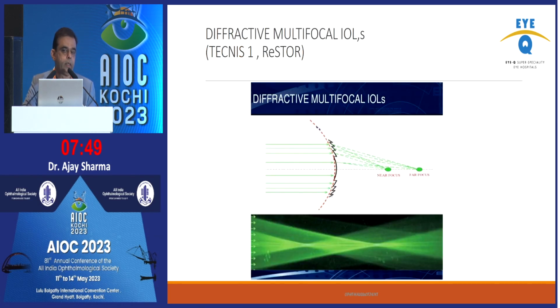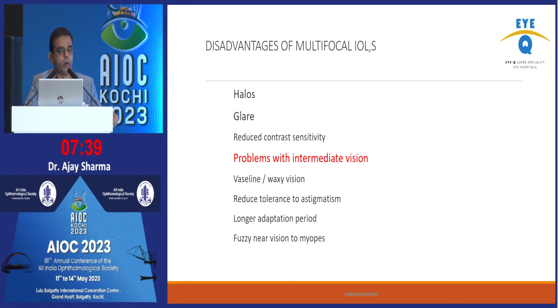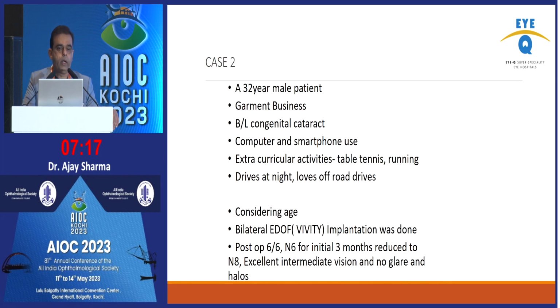Now here the diffractive multifocal has been chosen. You see there are two different near and distant vision focal spots out here, but these have some disadvantages: they create halos and glare and reduce contrast sensitivity, and most important, what we have talked about, problems with intermediate vision. It also reduces the tolerance to astigmatism, because, rightly said, we have to use toric lenses whenever there is a bit of astigmatism.